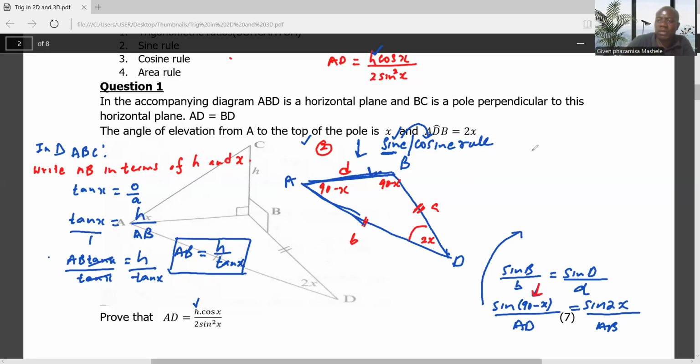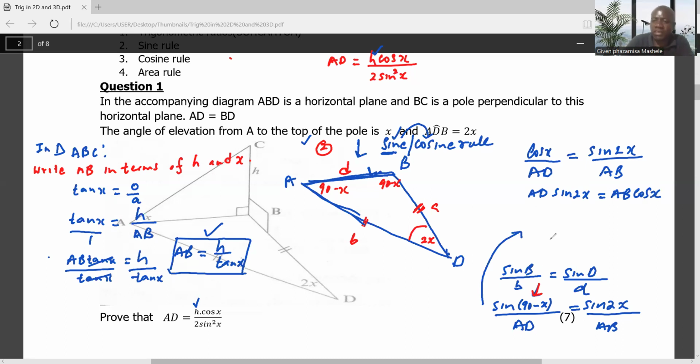So this is cos x divided by AD, which is what we are looking for, equals sine 2x divided by AB. We have AB, we'll substitute it. So let's cross multiply. This will be AD sine 2x equals AB cos x.